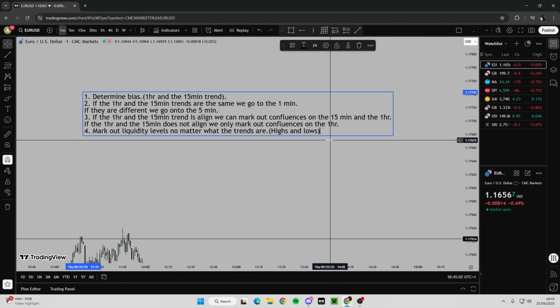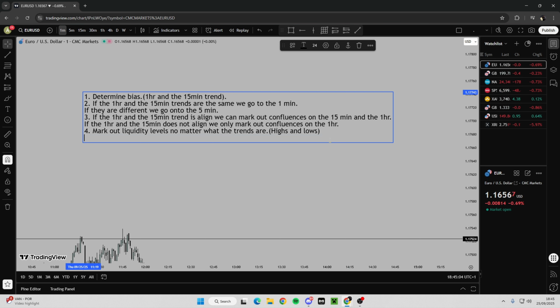And then yeah, what else is there? So we've marked out our high time frame key levels, basically. So what do we do? We wait for one of our high time frame key levels to be hit.